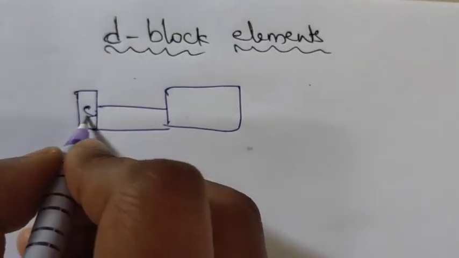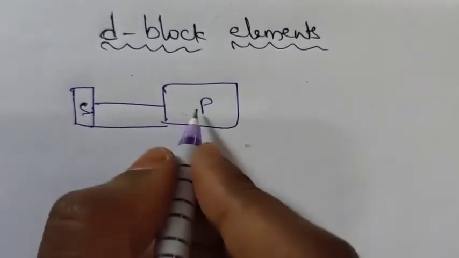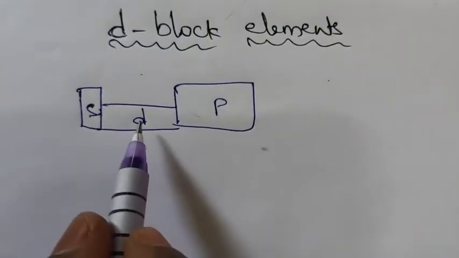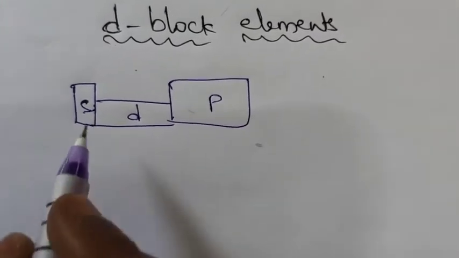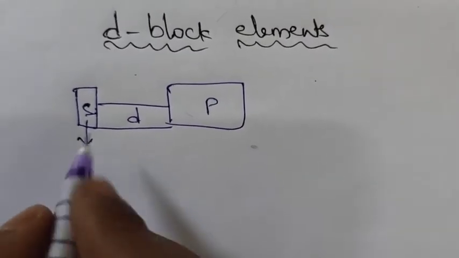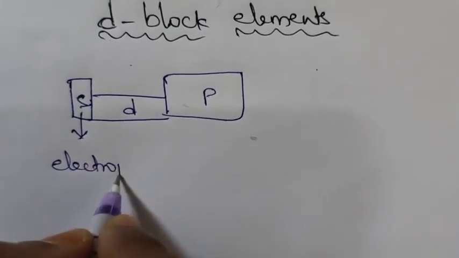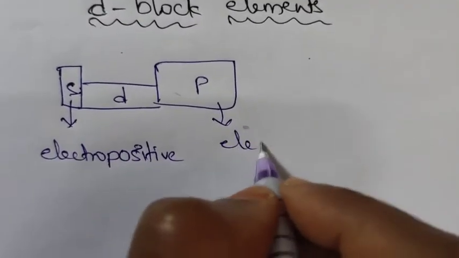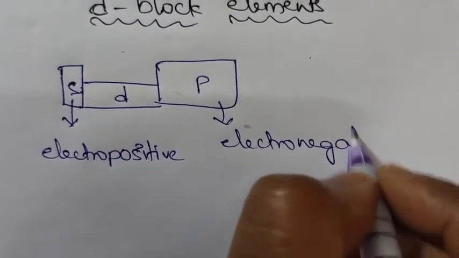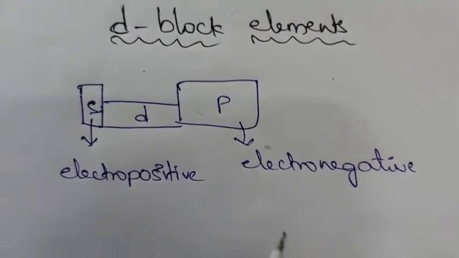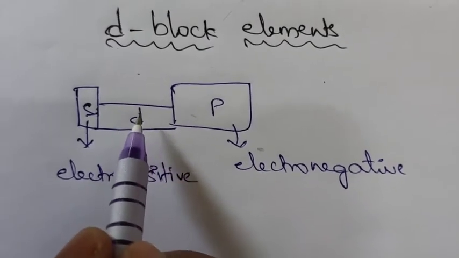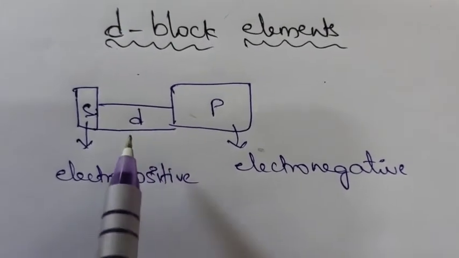This is the S block and this one is the P block. In between these two we have the D block elements. Already we know S block elements show electropositive nature and P block elements show electronegative nature. In between these two, the D block elements are present, no? That's why these D block elements are called transitional elements or transition metals.